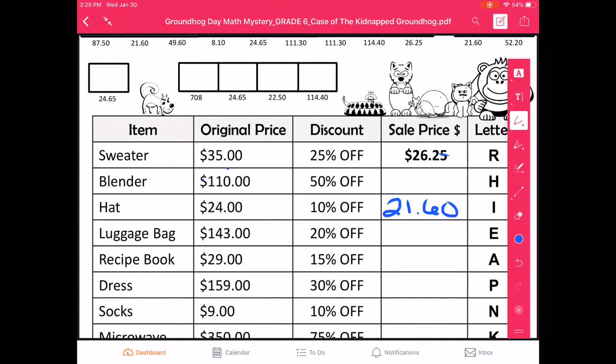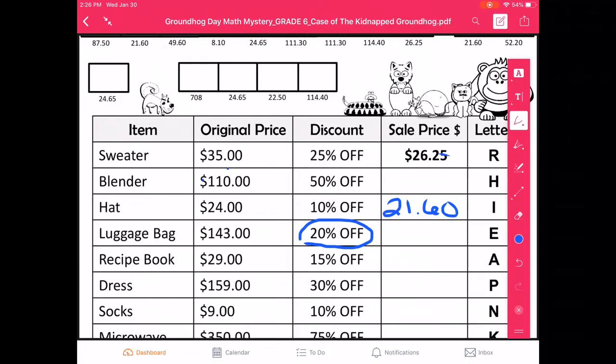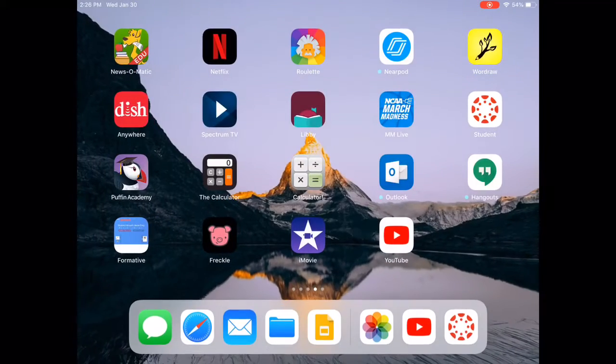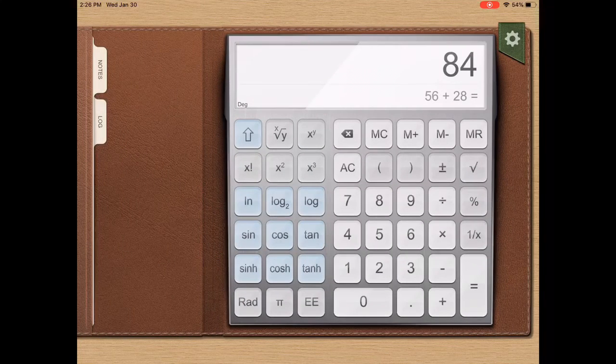Okay, same strategy we're going to use for the luggage bag. So with the luggage bag, again, the first thing I'm going to do is I'm going to convert 20% into a decimal. I know that 20% as a decimal is either 0.2 or 0.20, whichever one you want to use. And then I'm going to multiply that by 143. Okay, so again, on a calculator, you push 143 multiplied by 0.2. So I'm going to get my calculator out and do that. Should be able to do it in my head. I think it's 28.6, but I'll show you anyway. So let's get rid of this. Clear.